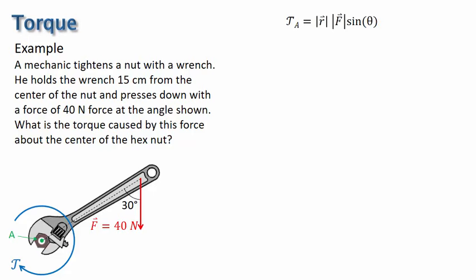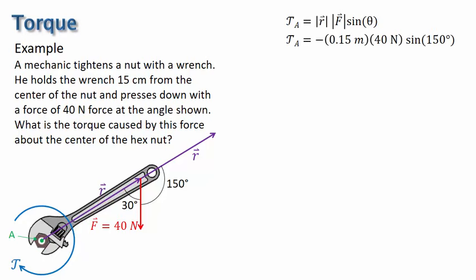The R vector in the figure is here, and we're told that the distance from the rotation axis to where the force is applied is 15 centimeters, so the magnitude of the R vector is also 15 centimeters. The angle theta in the equation is the angle between the R vector and the force vector. The easiest way to visualize the angle between two vectors is to put the tail of the two vectors together, so I'll redraw the R vector here, and then we can see that the angle between them is 150 degrees. Now let's plug all these values into the equation, where I've added the negative sign because the torque is clockwise, and the answer is -3 newton meters.